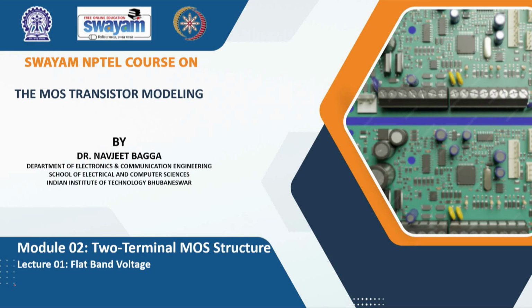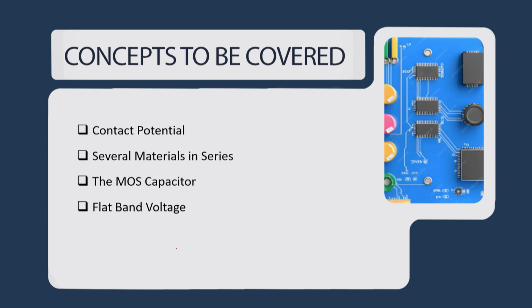Today we are going to start the two-terminal MOS structure. Here we will discuss the flat band voltage. In this lecture we will see what is contact potential, meaning when two different metals are in contact, then there will be a potential developed between them in no bias condition. We will also see what will happen if multiple metals or materials come in series.